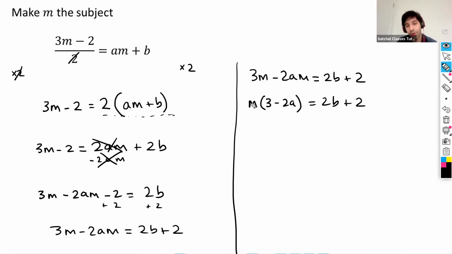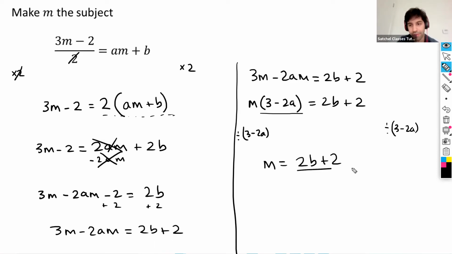Now, as we're multiplying m by this bracket here, we would have to divide both sides by 3 minus 2a. So what we'll end up with is m is equal to 2b plus 2 divided by 3 minus 2a. And m is now the subject of our formula.